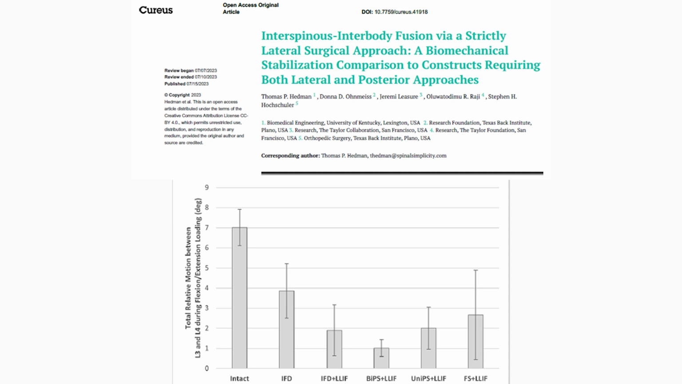This is another paper that we published last summer. This is a biomechanics cadaveric study where we were looking at the stability provided by different constructs. All are 360 constructs, lateral lumbar interbody cage, plus different posterior stabilization systems, bilateral pedicle screws, unilateral facet screws with the lumbar cage. And we also looked at the Minuteman standalone.